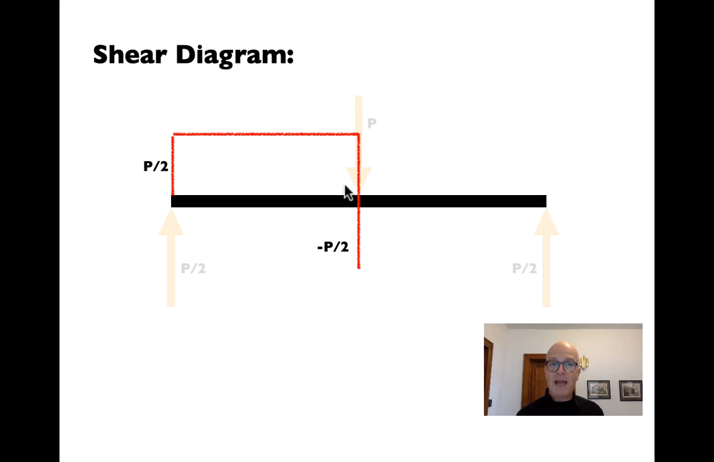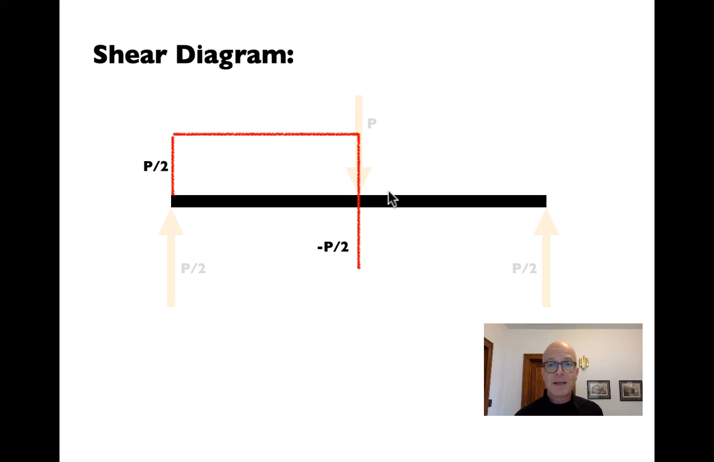Right now we have P over 2 up minus P, so the internal stress, the shear, is going to be negative P over 2. To go back to our mnemonic, here's the way the story works. P over 2 pushes the diagram up. We come across, we hit P, and that load pushes the diagram down. And P over 2 minus P equals minus P over 2.